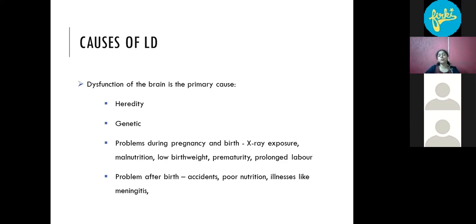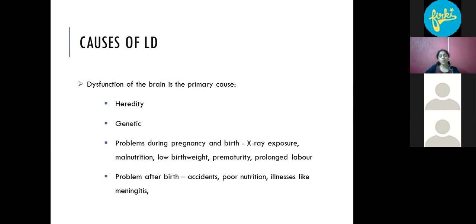Is it restricted only to pregnancy and birth? No. We also find that in the early developmental period, maybe the initial few months from birth, or up to age 2 years, 3 years, poor nutrition, illnesses like meningitis, accidents, falls, and thus trauma to the brain can also lead to learning disabilities. So basically, it can be a hereditary factor, it can be a genetic basis, or it can be a trauma to the very fragile, delicate, developing brain. Any of this can lead to a learning disability.